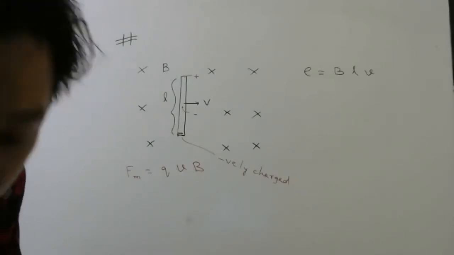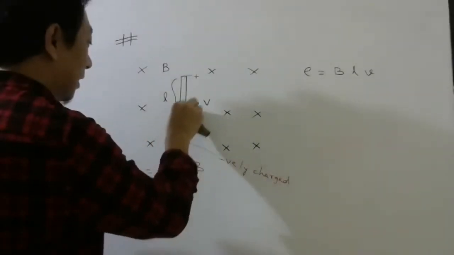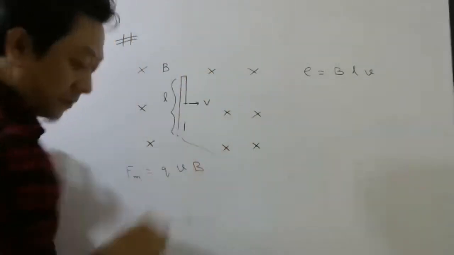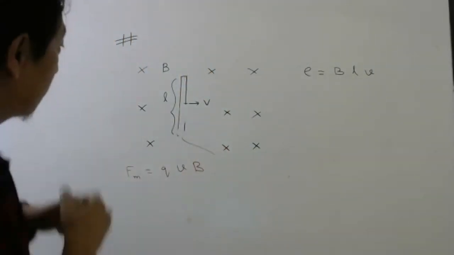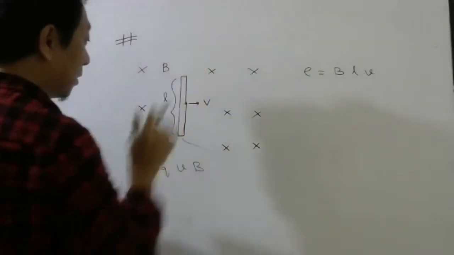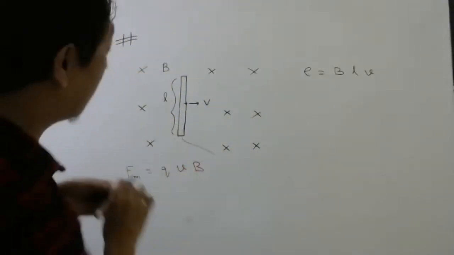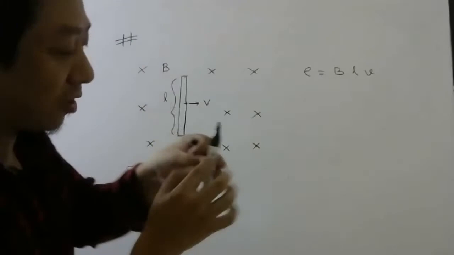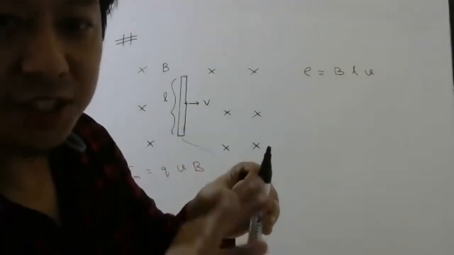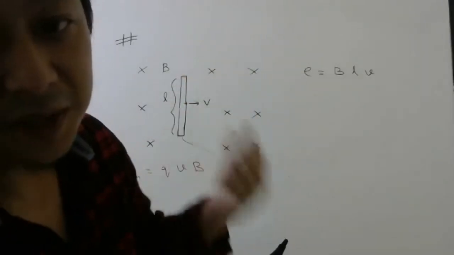Okay, let me repeat one more time. Do one thing: forget about electrons. Think positive charges are here. Think that way, it will be easy for you. If positive charges are in this rod, you know electrons are actually there, but think in terms of positive charge, it will be easy to find which end will be positive and which end will be negative.